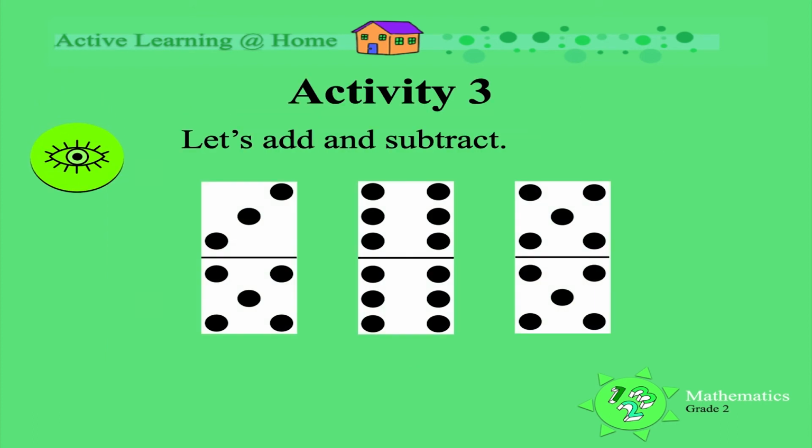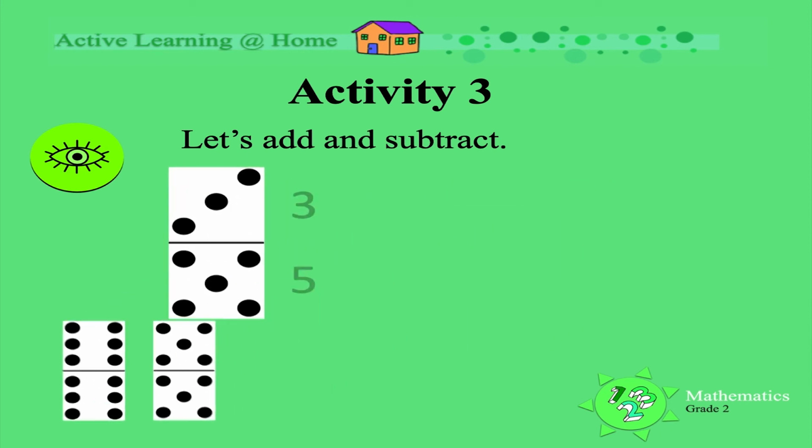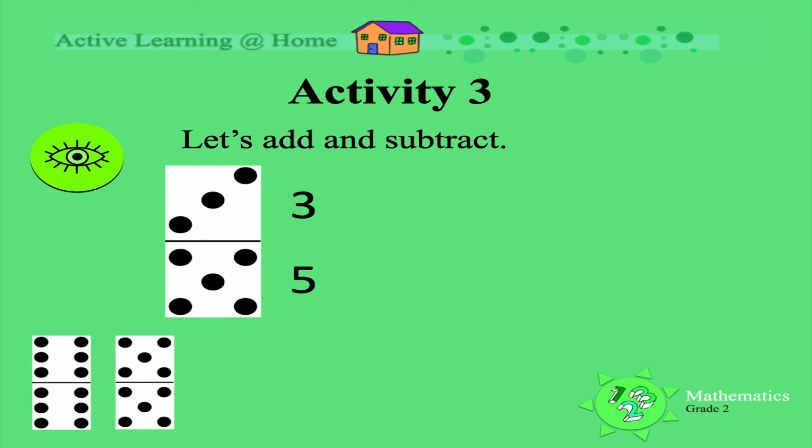Activity 3. Let's add and subtract. In front of you, you have some domino blocks. There are lots of numbers hidden inside these domino blocks. Let's add. Here you've got 3 on the top and you've got 5 on the bottom, and we know that 3 plus 5 is 8. You could also say 5 plus 3 is 8. You could also try 8 minus 3 is 5, and 8 minus 5 is 3.